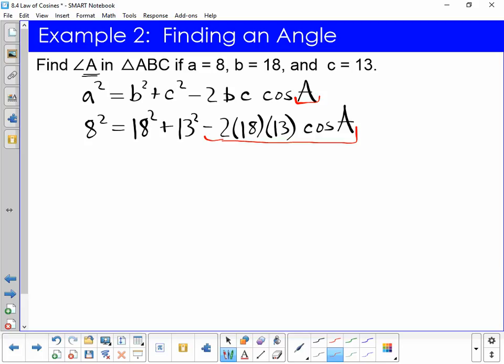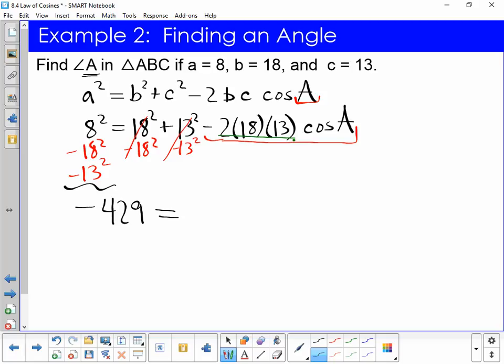Don't try to do some weird combining here. This portion of it is the coefficient. Leave it with the cosine. What I typically like to do as I'm solving is subtract the 18 squared, subtract the 13 squared, and when I do that, I can calculate this number over here just by typing that into my calculator. 8 squared minus 18 squared minus 13 squared is negative 429.